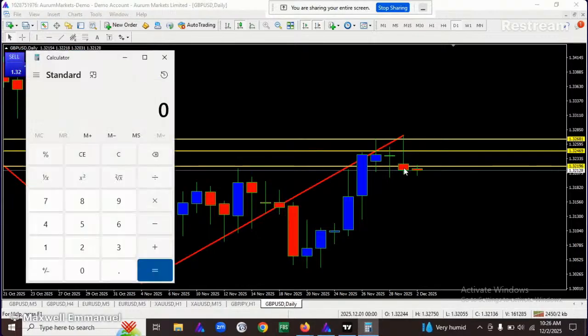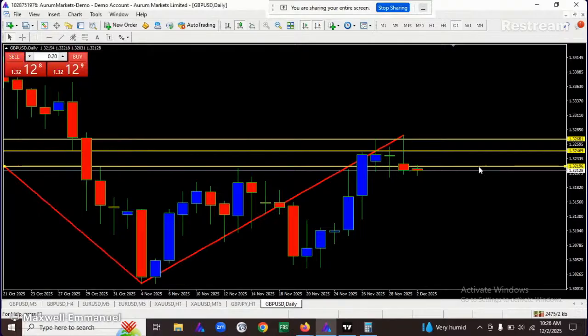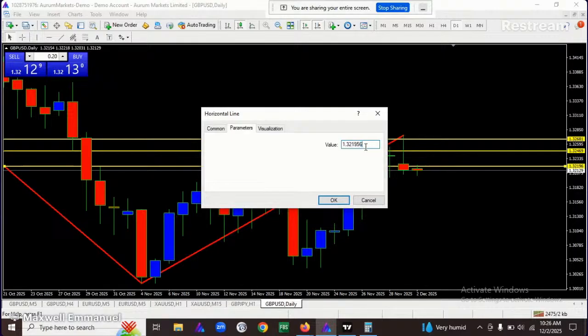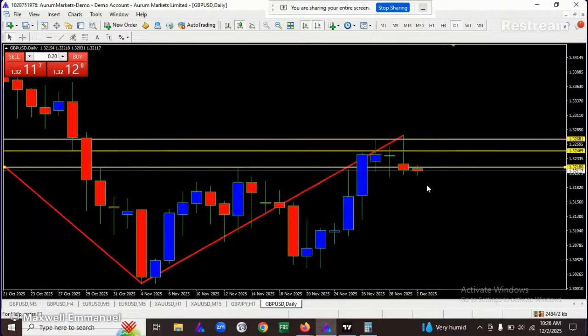Let me get the average of yesterday's candle. 1.324 plus 1.3213 divided by two gives 1.3218. So you can see today's candle opened below the average.